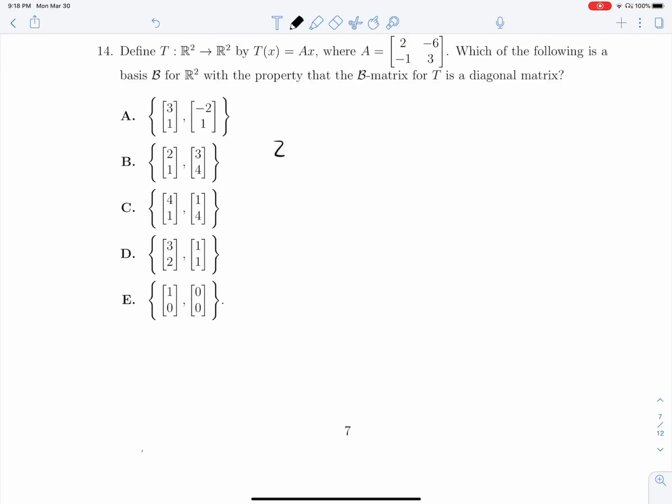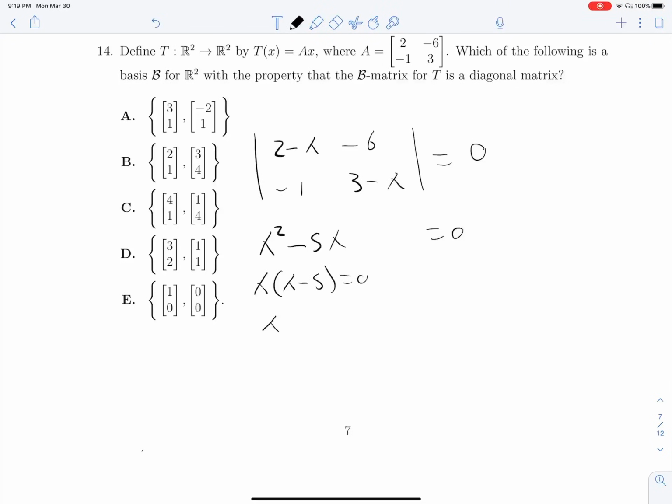So we're going to solve the determinant of (2 minus lambda, 3 minus lambda, negative 1, negative 6), where the determinant is equal to 0. That will be lambda squared minus 5 lambda plus 6 minus 6 is equal to 0. These terms will cancel out, and we can factor lambda times (lambda minus 5) is equal to 0. So lambda is equal to 0, lambda is equal to 5 there.